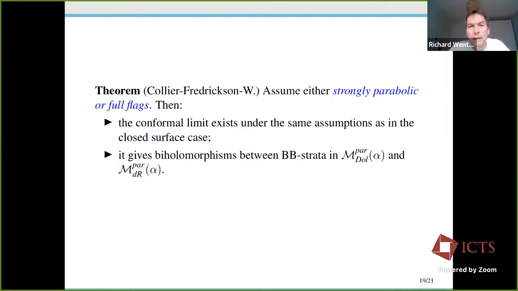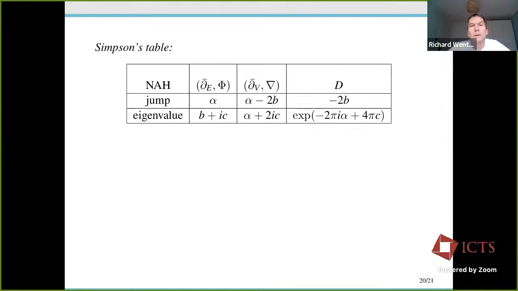So for my last slide, let me just point out something that people familiar with Simpson's work know: there's a very interesting table about how the residues behave under the non-abelian Hodge correspondence. Here, this is the Higgs bundle side. This is the flat connection side. I said that the flat connection is a logarithmic connection. It has a residue. These are the eigenvalues of the residue.